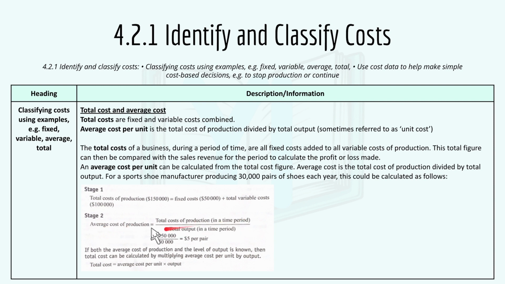And for stage 2, the average cost of production, which is the total cost of production in the time period, divided by the total output in the time period, and they have to be the same time period. And let's say we have the total cost of production right here, 150,000, divided by the total output, 30,000 pairs of shoes each year. It means it's $5 per pair. And if both the average cost of production and the level of output is known, the total cost can be calculated by multiplying average cost per unit by the output. The total cost equals average cost per unit times output.